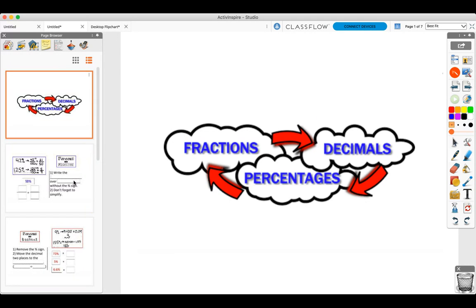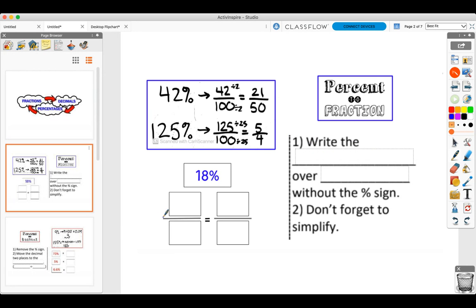So let's get started. First, we're going to do percent to a fraction. When you're doing percent to a fraction, you want to write the percent. Let me make it thicker. You want to write the percent over 100. Remember, it's without the percent sign or symbol. And then make sure that you simplify completely.